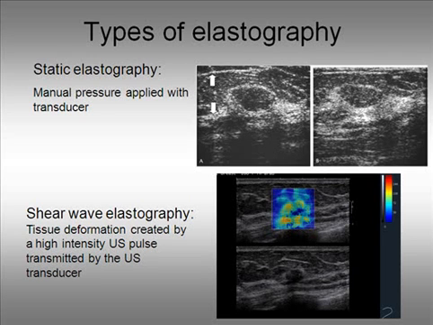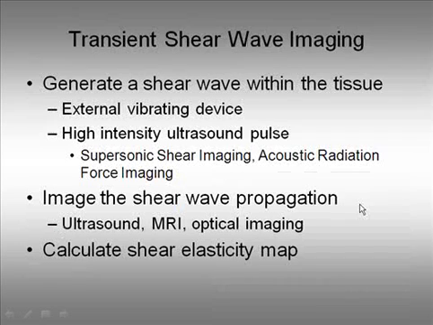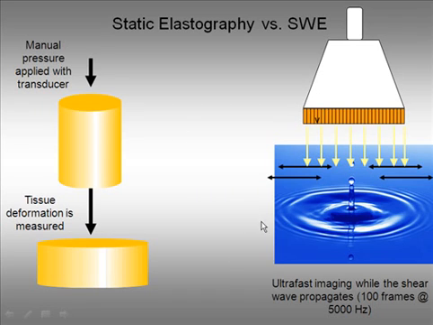And when you activate the elastography mode, a high-intensity ultrasound pulse is transmitted into the breast by the transducer itself. And then in real time, a color map of tissue stiffness is generated. So the shear wave is generated within the tissue, utilizing a high-intensity ultrasound pulse, and then the resulting shear waves are imaged and an elasticity map is generated.